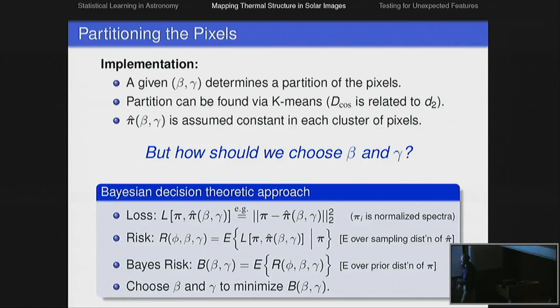So what I'm going to do is be a kind of statistician and find the expected value. I'm going to average over all possible values of the data and all possible values of the parameter using the sampling distribution that we have, so the model that we've imposed for the data, and a prior distribution that says something about the kinds of DEMs that we think are likely. So the risk and the Bayes risk are taking expected values first over the data and then over the parameters. And then what I get is a function that depends only on beta and gamma. That phi is superfluous.